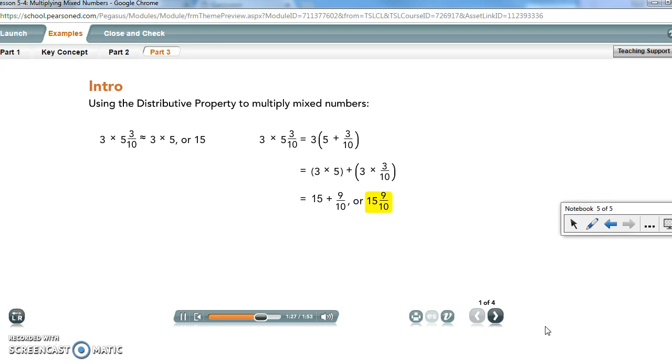9/10 is in simplest form, so check your answer for reasonableness. 15 and 9/10 is close to the estimate, 15. So the answer is reasonable. Very reasonable, in fact. Anyway, there you have it. 3 times 5 and 3/10 is 15 and 9/10. Did I tell you you could use the distributive property to multiply mixed numbers or what?